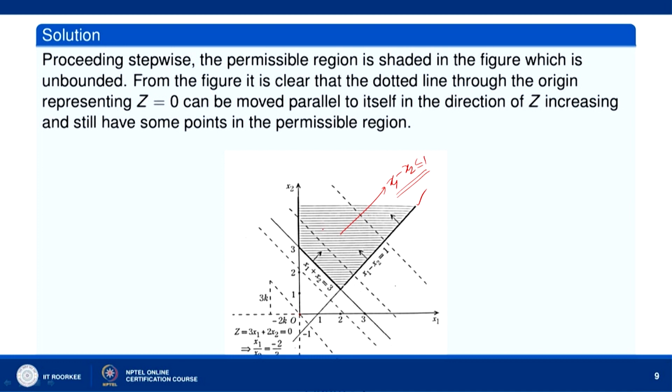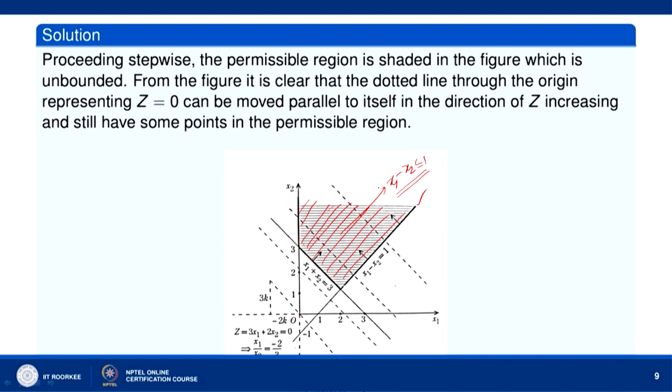So, this region is common, and also we have x1 greater than or equal to 0, x2 greater than or equal to 0. So, this region is the region satisfied by all the constraints and non-negative restrictions. Now, this is an unbounded region, we can see.